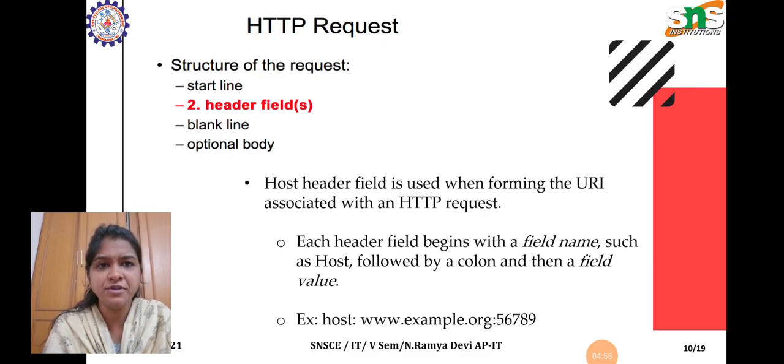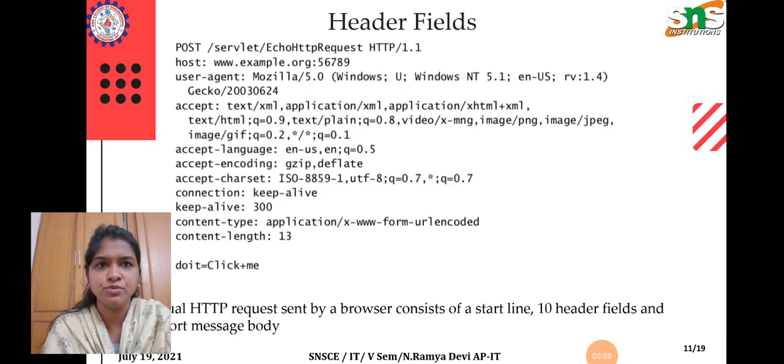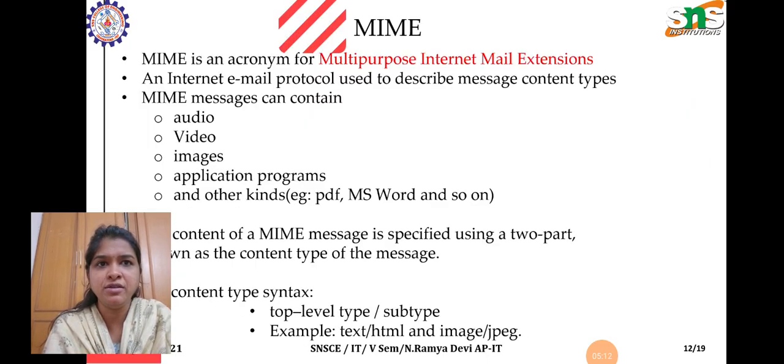And these are the header fields. The host header field is used when forming the URI associated with an HTTP request. Each header field begins with a field name such as host, followed by a colon and then a field value. And this is the overall example of a header field. And MIME is Multipurpose Internet Mail Extensions, an internet email protocol used to describe message content types, and MIME messages can contain audio, video, images, and application programs as well.